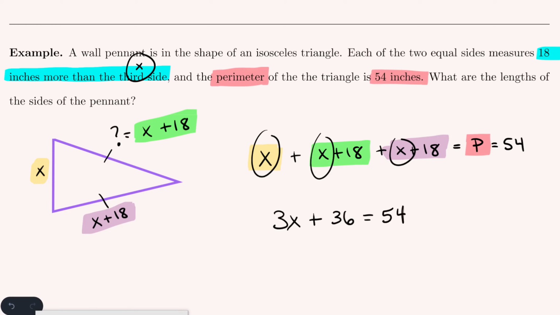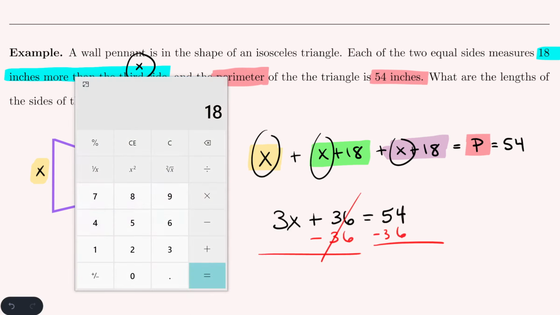Now we can solve to get x by itself. We'll subtract 36 from both sides since it's currently being added, do the opposite. And we get that 3x equals 18. Now here we might be able to think about it. 3 times what gives you 18? That's 6. Or if you need to, you can divide both sides by 3 since it's currently being multiplied. And we see x is 6.